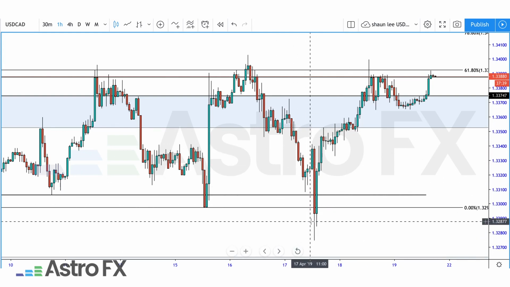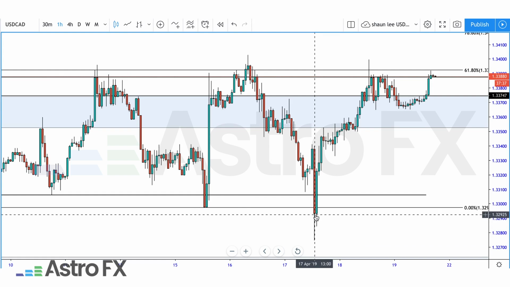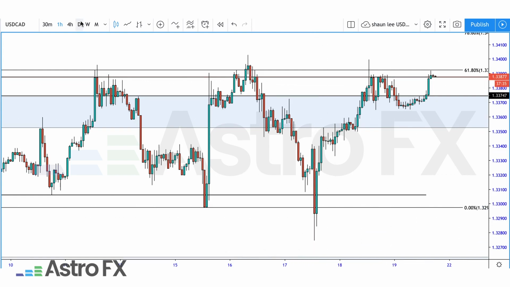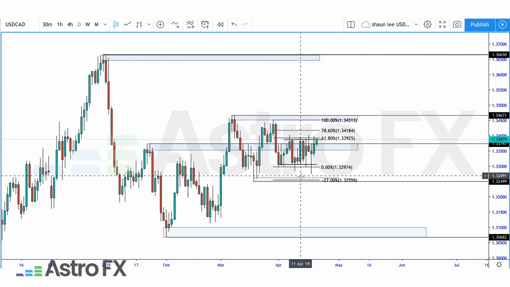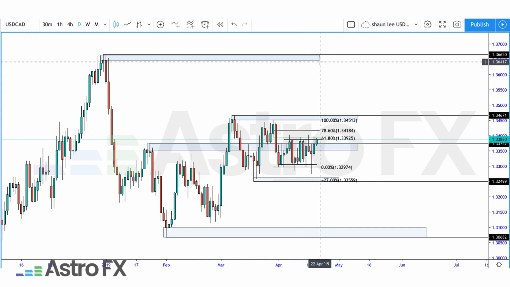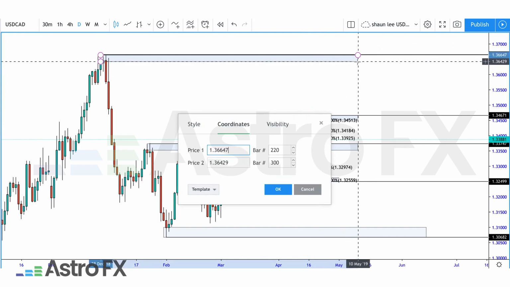So many people would have seen that, jumped in short, got trapped, and then boom, we've come all the way up to the higher levels. So USDCAD, let's see if we can make that bull run into next week. I'll check back in and have a good weekend.